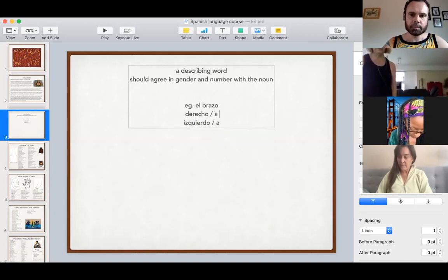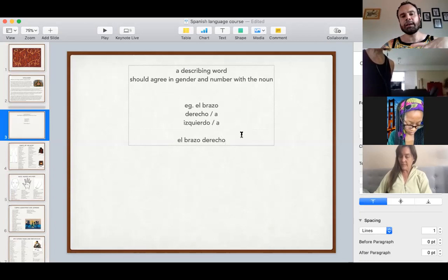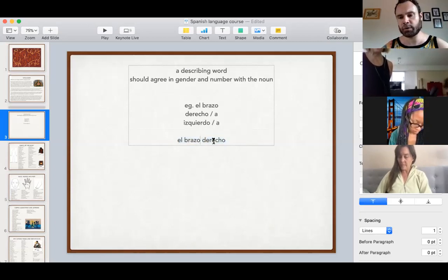So, when we're describing the word brazo, the right arm, how do we say that? El brazo derecho. Good. And you'll notice, for those of you who are a little bit newer to Spanish, that the describing word comes after the noun, not before it. In English, we say the right arm, but in Spanish, they say the arm right, el brazo derecho. So it would be incorrect in Spanish to say el derecho brazo. That would sound very odd to a Spanish speaker.